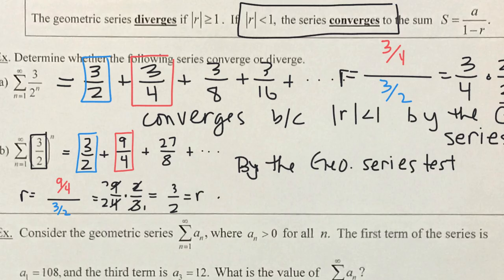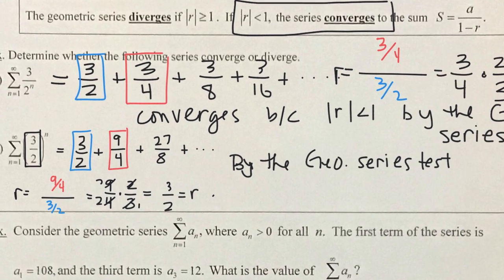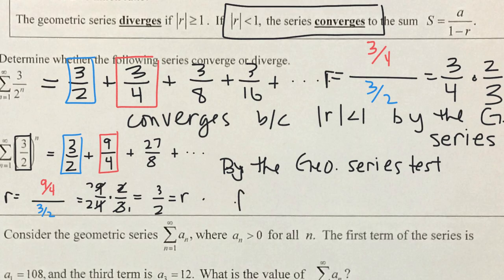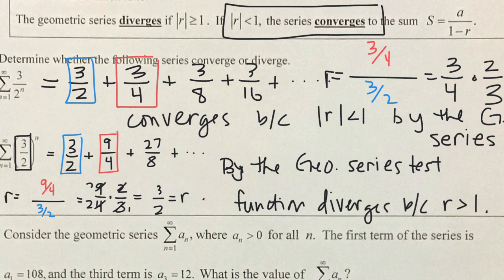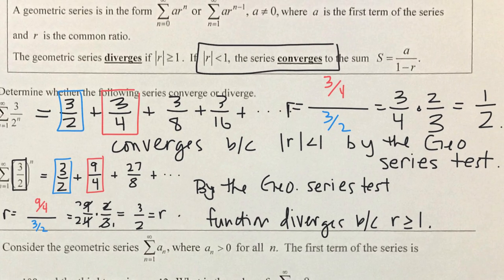Our function, do we have a function name? No, we don't have a function name. The function diverges because the ratio is greater than or equal to 1, right? Because that's what our test said. If our ratio is greater than or equal to 1, it diverges. Here we have our ratio of 1.5. So that ratio is greater than 1, so our function diverges.